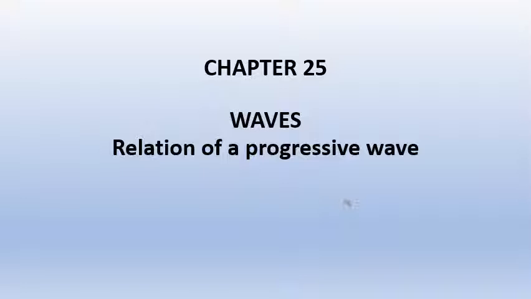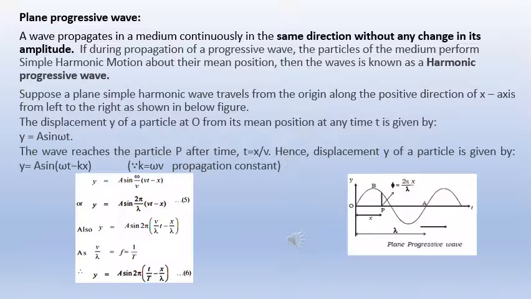Everybody, today we are going to continue with chapter 25 of waves, and we'll do the relation of a plane progressive wave and its characteristics. Plane progressive wave: a wave that travels continuously from one point to another in a medium without change in its amplitude is known as a progressive wave.